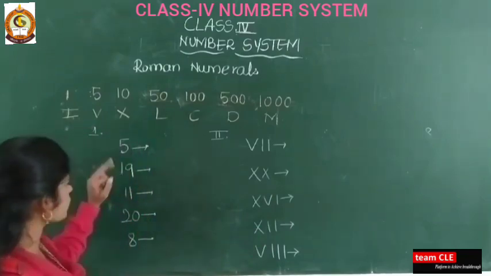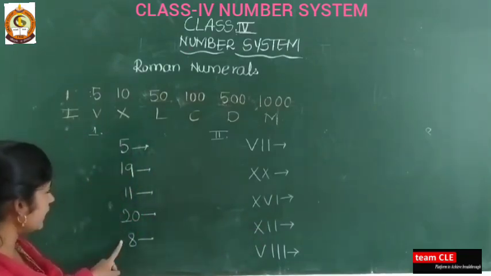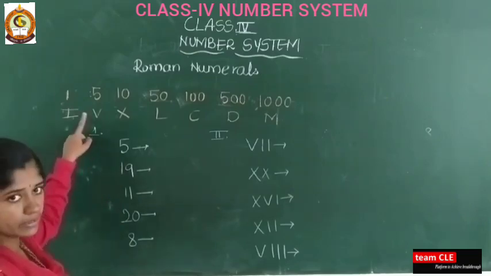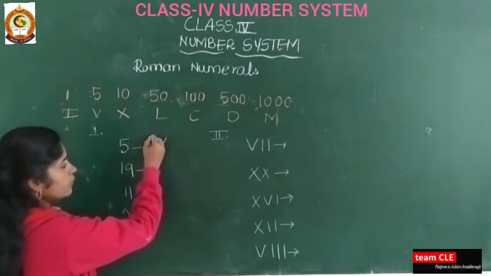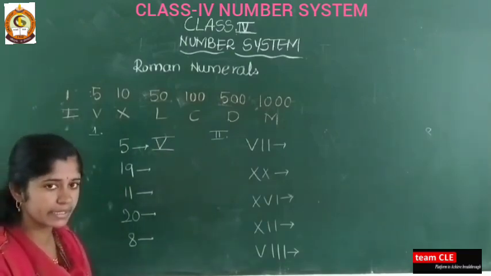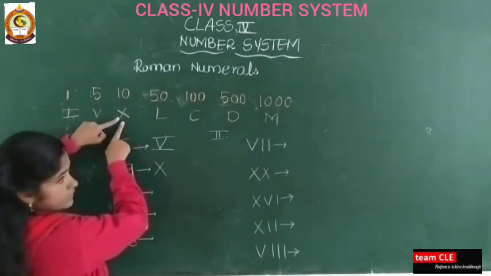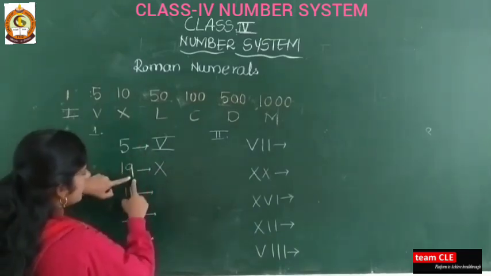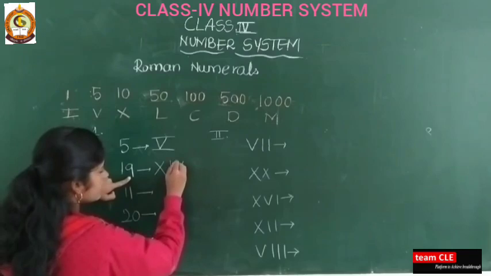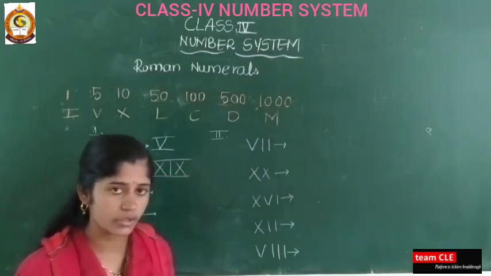So the first question has 5, 19, 11, 28. 5 stands for V. Write here V. Understood? Then 19. How to write 19? Already you know how to write 10, that is X. And 9 is IX. You have to practice these Roman numerals more and more.